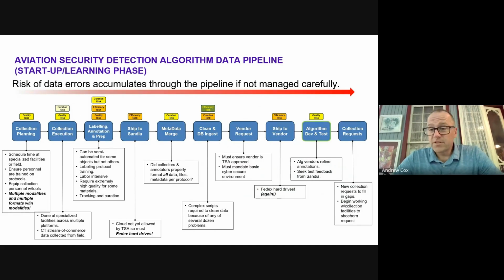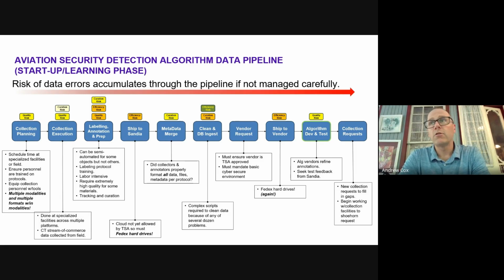This is a very busy chart, but the idea is to convey how complex our data pipeline has been, and to indicate to you how errors and risks propagated through that system.